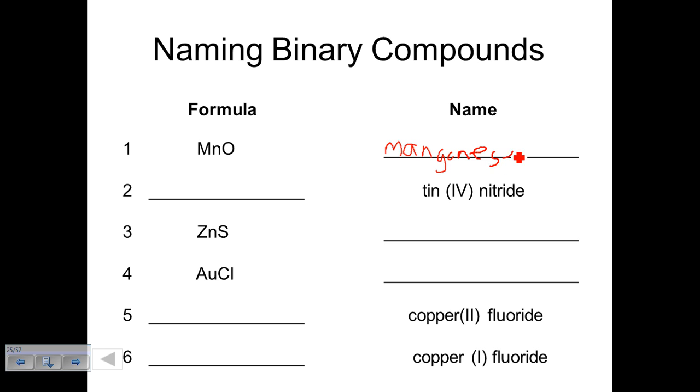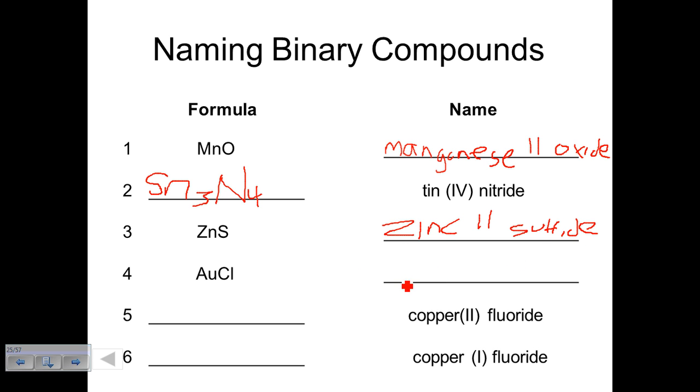So this one would be manganese(II) oxide. This one over here would be Sn for tin. I'd bring down the 3. I'd have Sn with the 4. This one right here, number 3, that's going to be zinc(II) sulfide. Sorry about the spelling, it's really hard to write with the mouse. This one right here is gold(I) chloride.